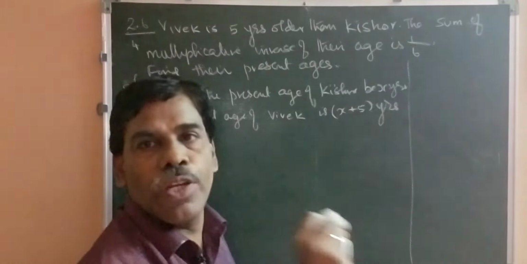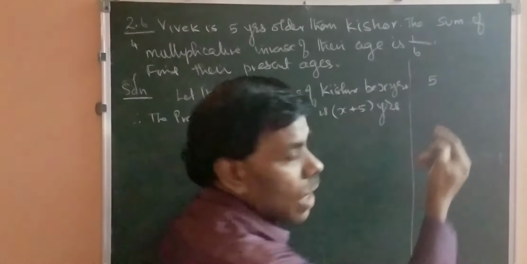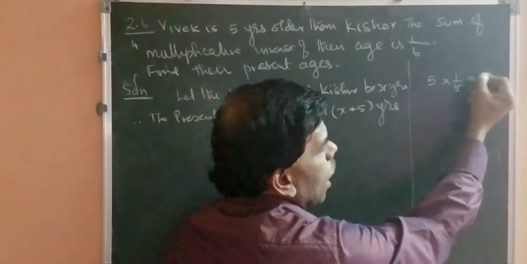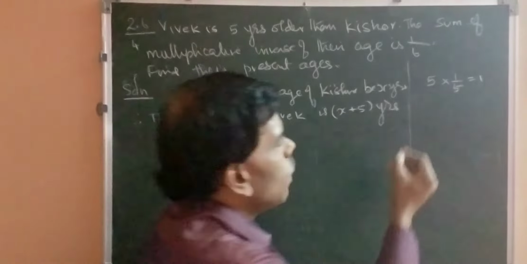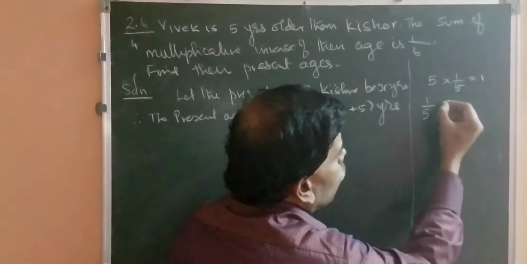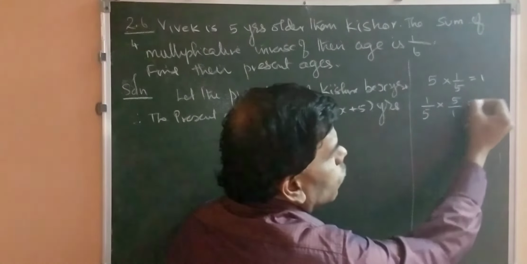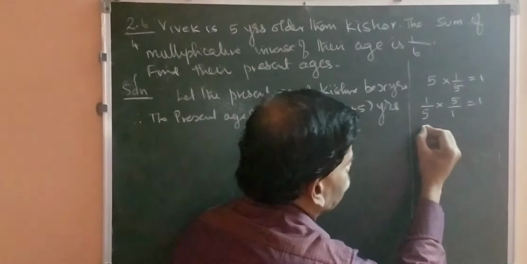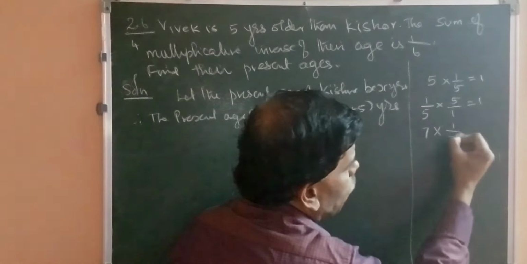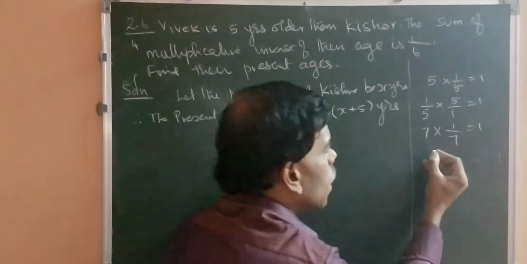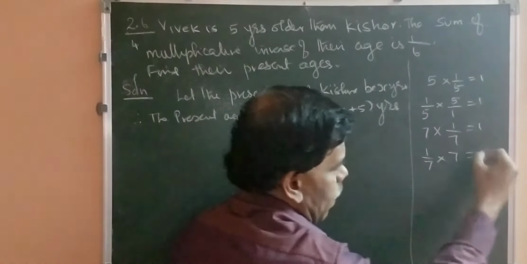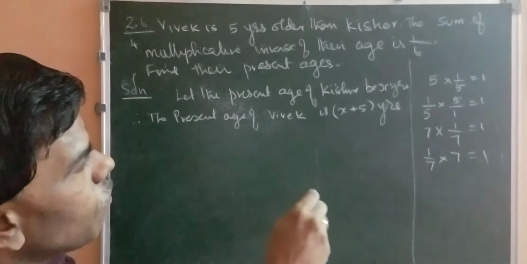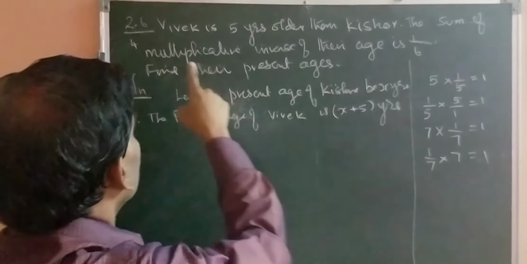Now, multiplicative inverse means what? What is the multiplicative inverse of 5? Simple, 1 upon 5. When you multiply, you will get 1. Similarly, what is the multiplicative inverse of 1 upon 5? It is 5 upon 1. So what is the multiplication? 1. What is the multiplicative inverse of 7? 1 upon 7. So what is the multiplicative inverse of 1 upon 7? It is again 7. Okay? No issue.